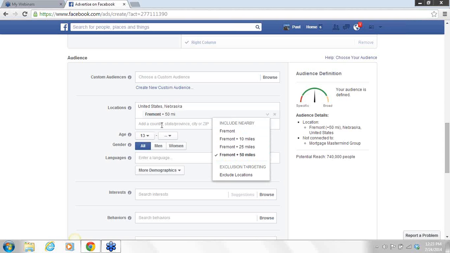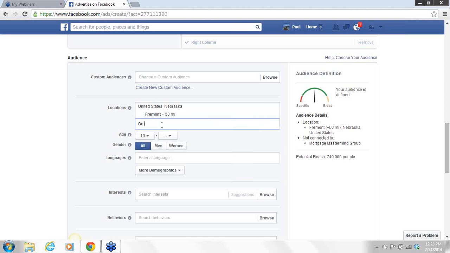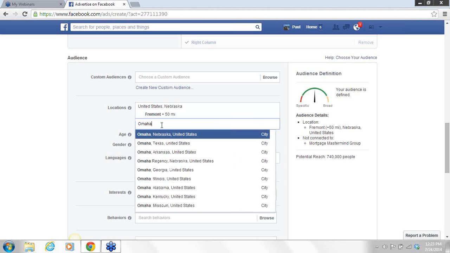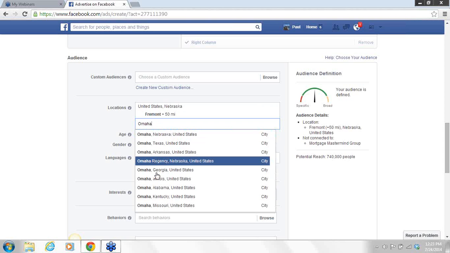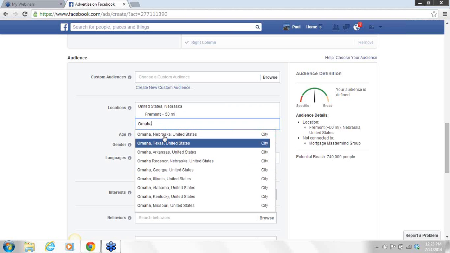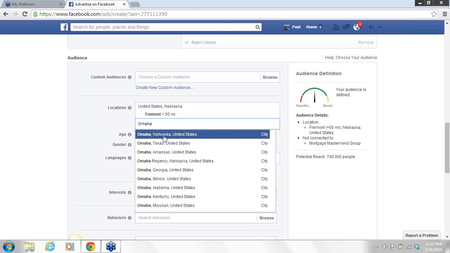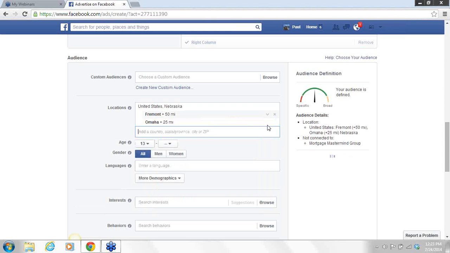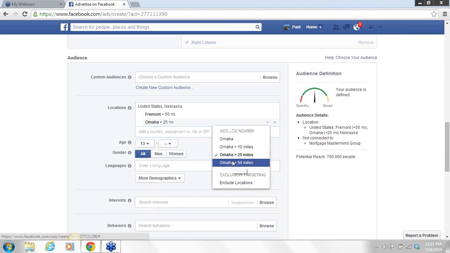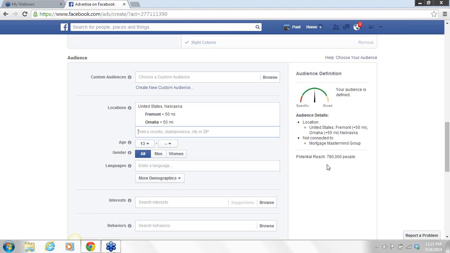If you've got multiple areas, guess what I can do? I can also say Omaha, Nebraska. Again, I want it to be a little bit more than just 25 miles, so I'm going to drop that little arrow down and select a 50-mile radius around Omaha. And notice my number on my demographic changes. Because I'm so close, it didn't change very much. It added about 40,000 people to my demographic.